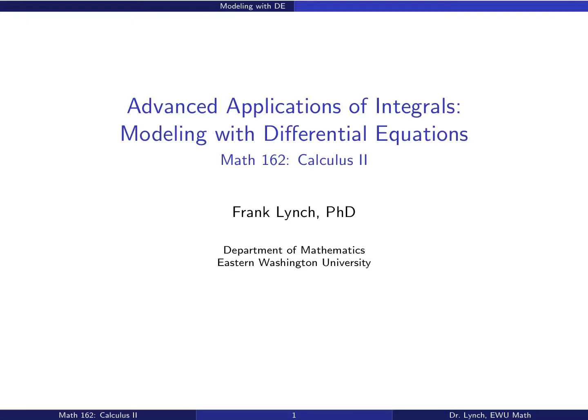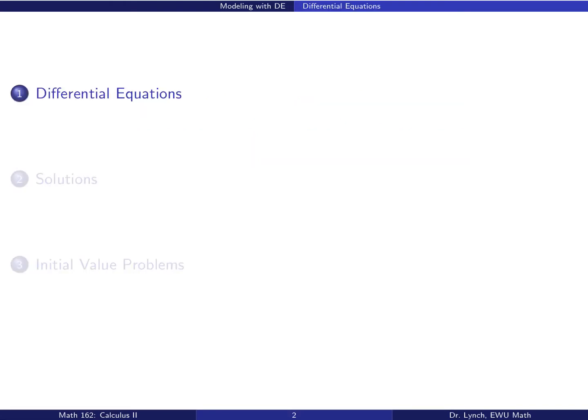Welcome, folks. Talking about advanced applications of integrals today and just an introduction to a little bit of modeling with differential equations. This is going to give us the foundation to be able to discuss two different types of differential equations, namely separable first-order differential equations and linear first-order differential equations that are additional applications of integrals.